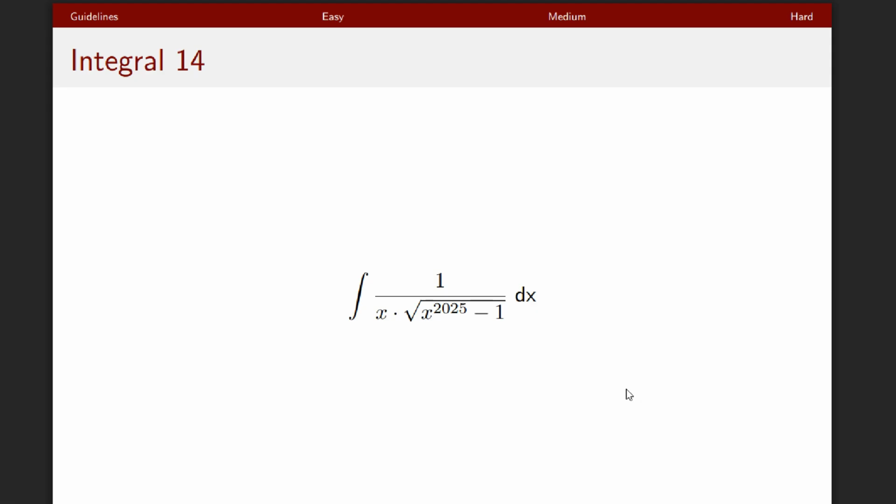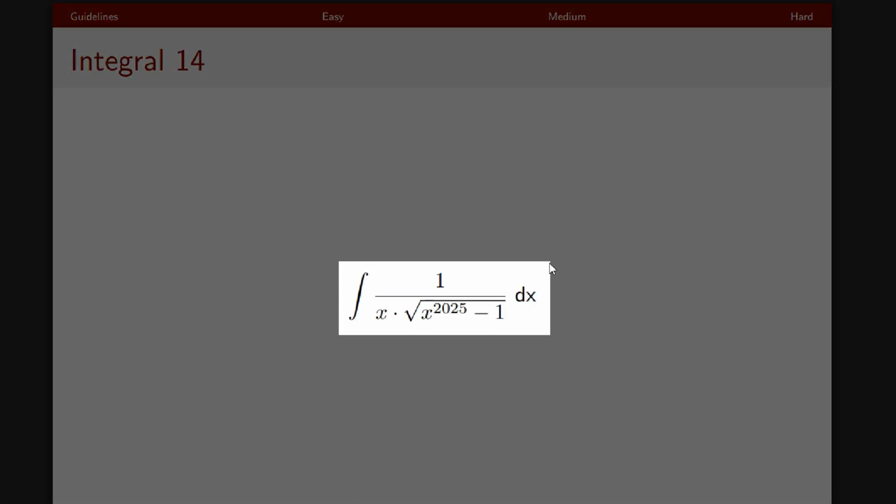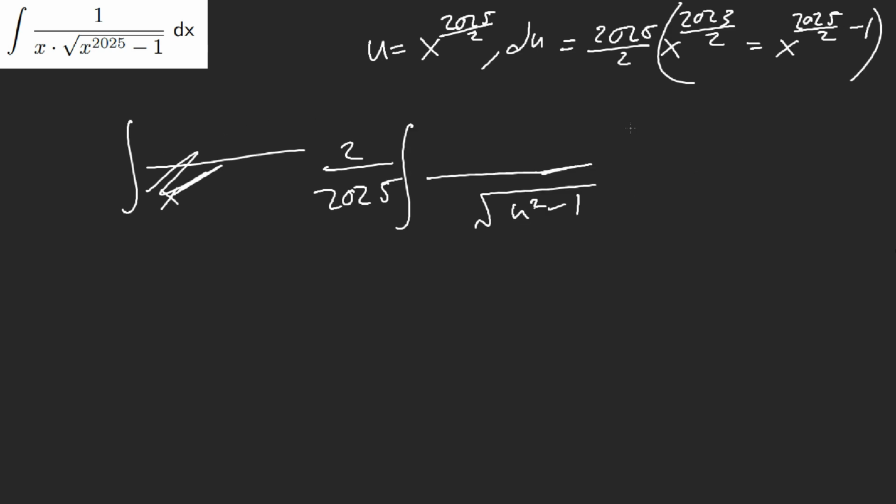Ooh! Another integral that you should know how to do. Intermediate people, you should know how to do this. This is a very, very common integral. Yeah, this is literally x to the power of 2025 over 2. I know it's very hard to see, but just trust me on this. So if you put that at the bottom, but we have an x here, so we just get 2025 back, which is u. And now this is easy to see that this is inverse secant.